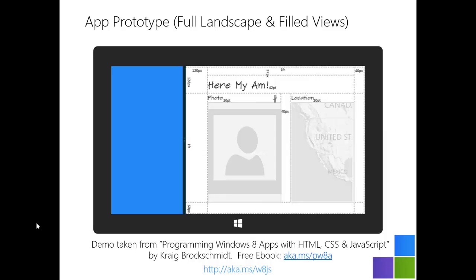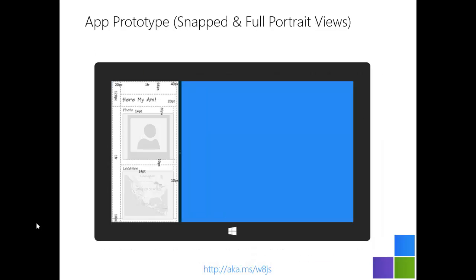We don't need to change anything in our app for full versus filled. However, it's also possible for the user to drag that over to the vertical column on the side into what we call snap view. And in that case, we want the orientation of the photo and location to go from horizontally positioned next to each other to vertically stacked one on top of the other.